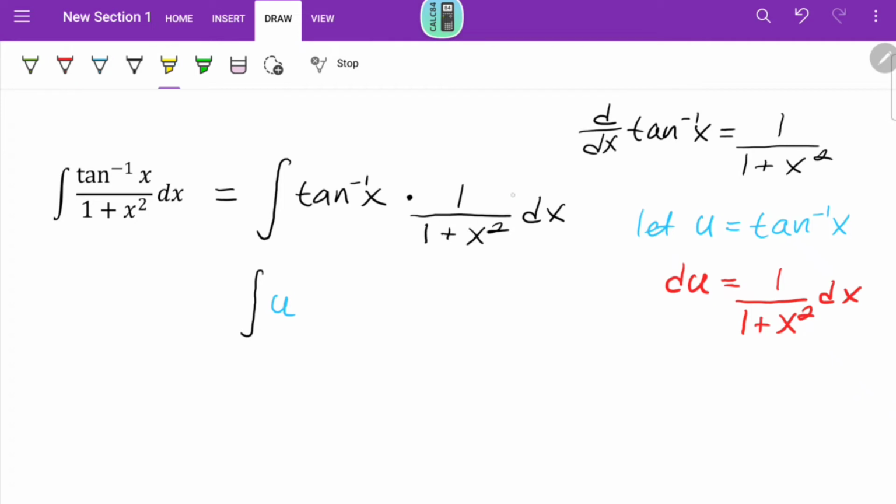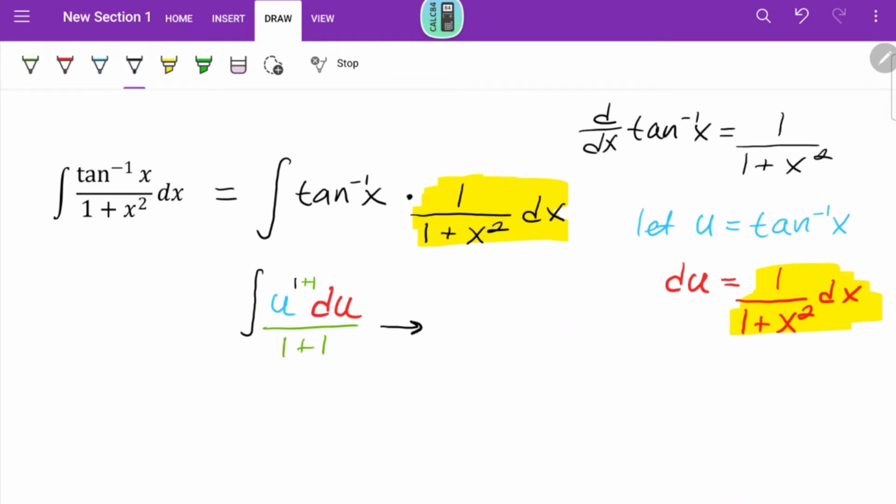And as you can see, we have a 1 over 1 plus x squared. So that part is just going to be du. Take the antiderivative. Let's use green. 1 plus 1. This is going to equal u squared over 2.